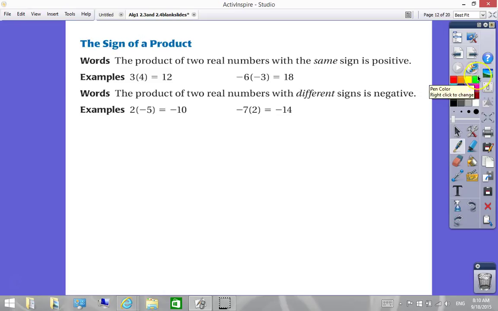Okay, the sign of a product. This moves to the next section, 2.4. The product of two real numbers with the same sign is positive. So positive times positive, or negative times negative, is a positive number. The product of two real numbers with different signs is negative. So a plus times a minus is a minus. Whether or not you switch the order, it's still negative.